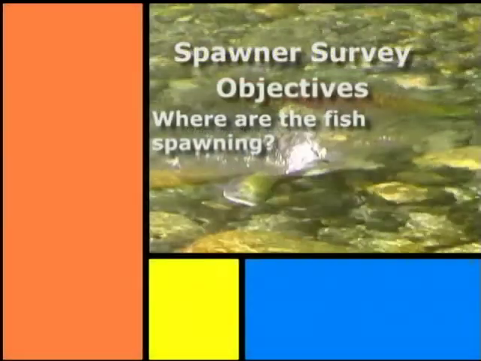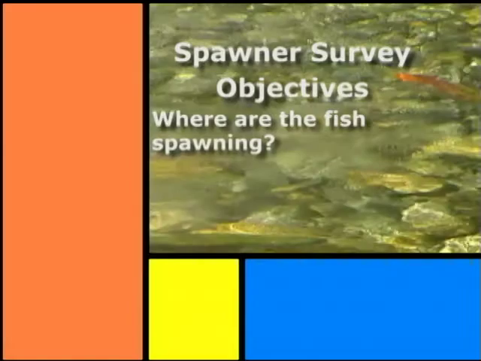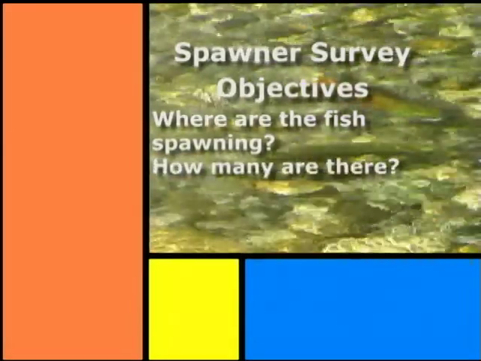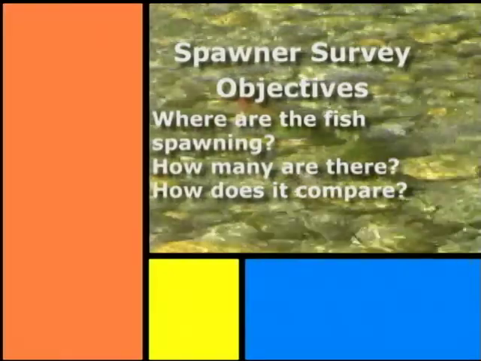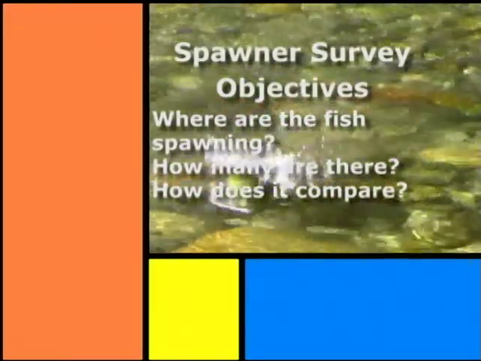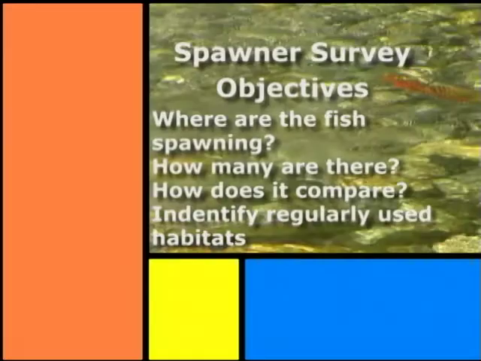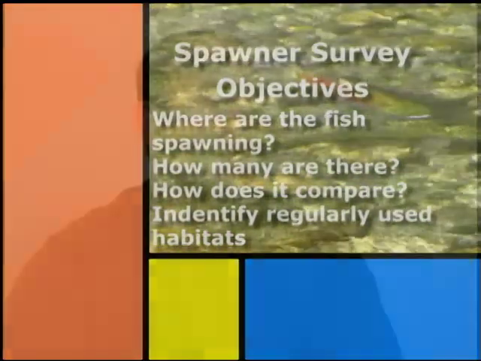Some of the spawner survey objectives are: where are the fish spawning in the river and how many are there? And how does the distribution of spawners in the river compare to previous years? And can we identify the regularly used spawning habitats? Another question commonly asked is, is the hatchery program reaching its objectives? And how has the spawner abundance varied from recent years? As well as, how does the spawner abundance compare to the expectations for the stream's capacity?